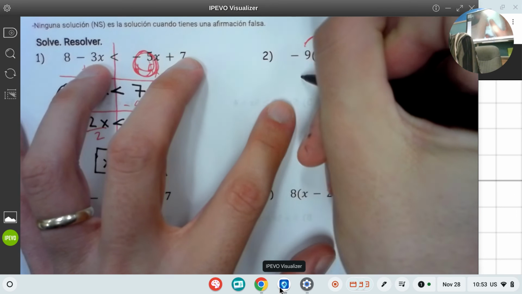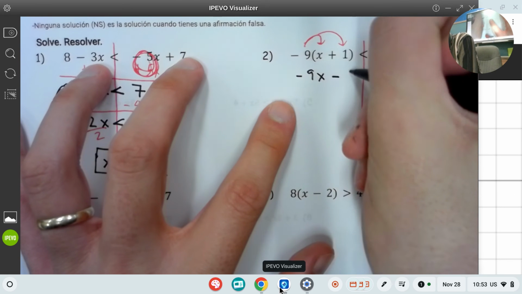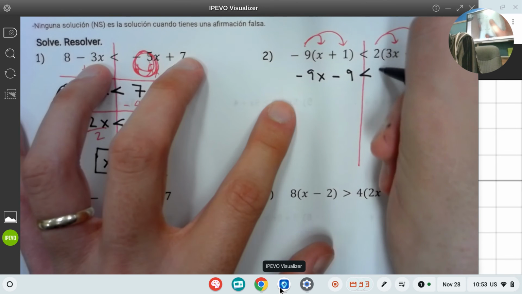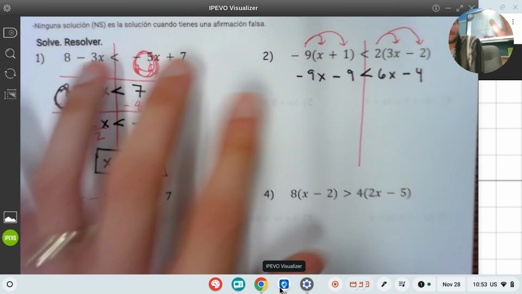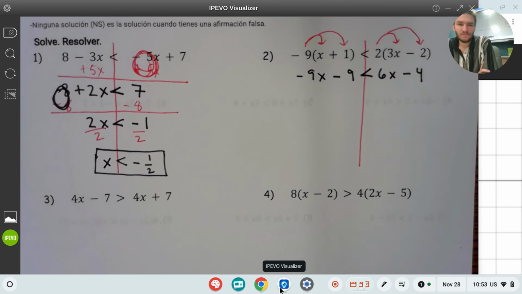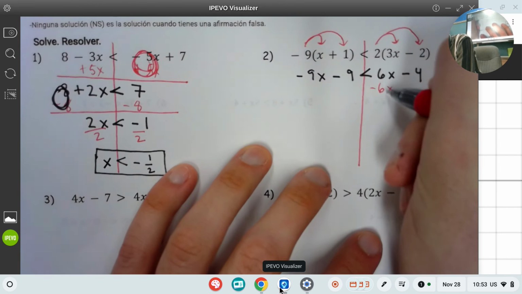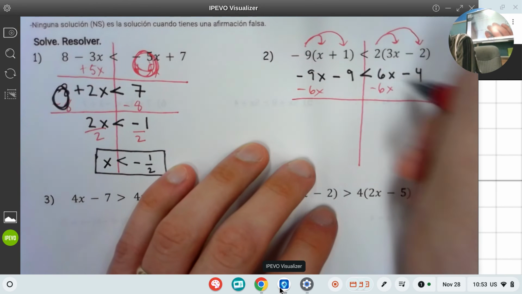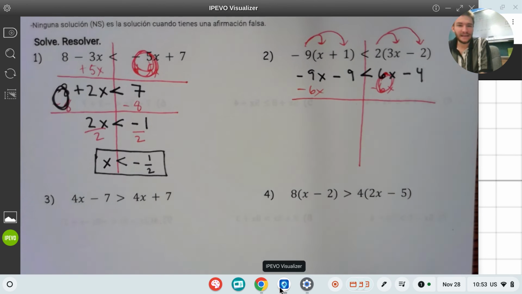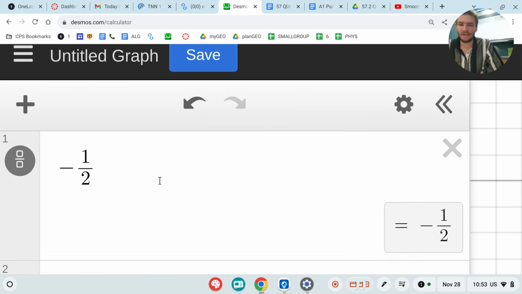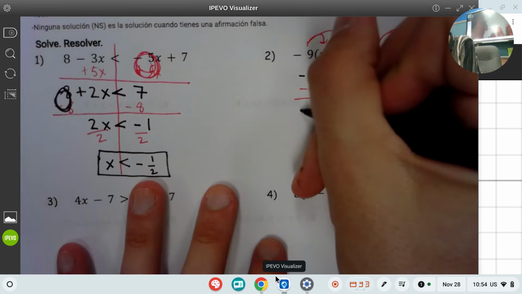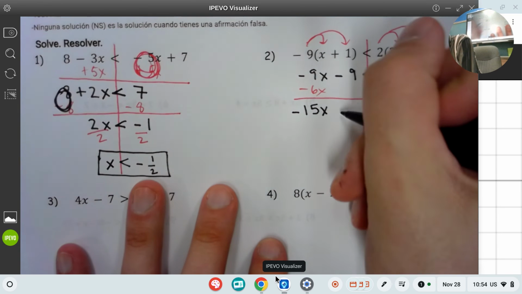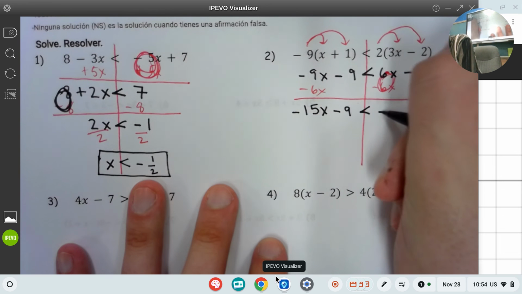Negative 9 times x is negative 9x. Negative 9 times 1 is negative 9. 2 times 3 is 6. 2 times negative 2 is negative 4. What do you want to move first for this question? Nice job. Minus 6x on both sides. Negative 9 minus 6, if you're not sure, you can always use Desmos. Negative 9 minus 6 is negative 15. That's still a minus 9 is less than still a minus 4.